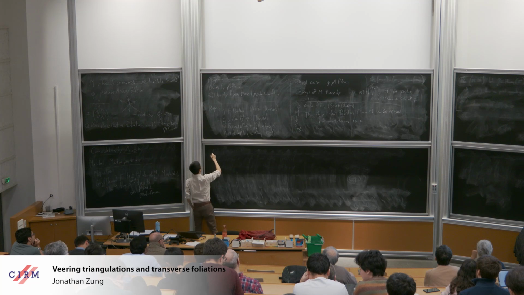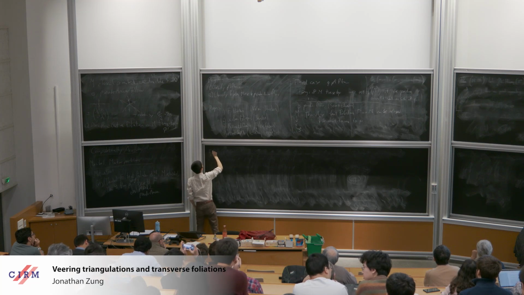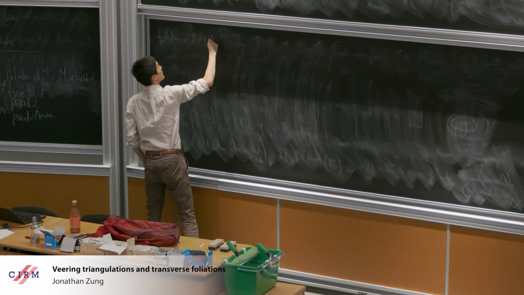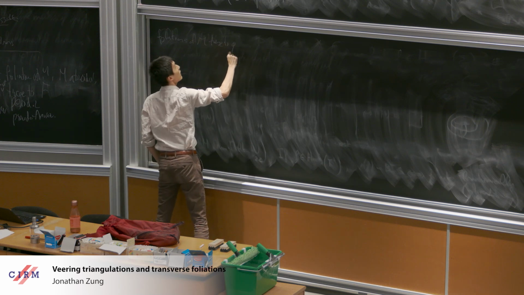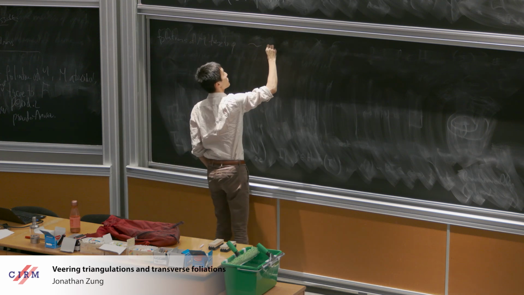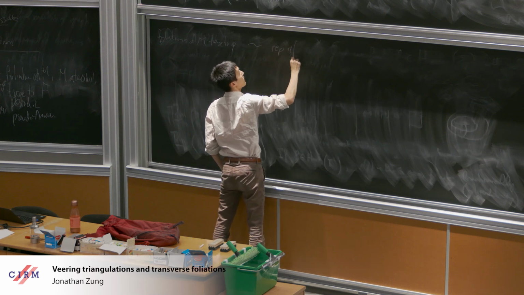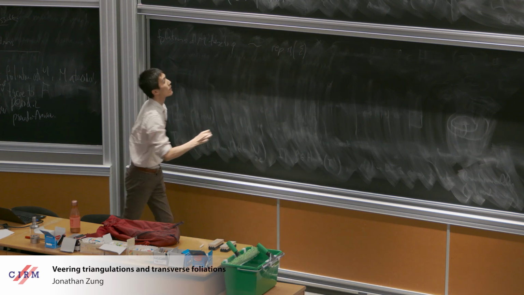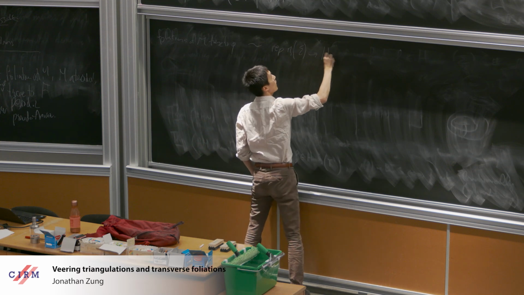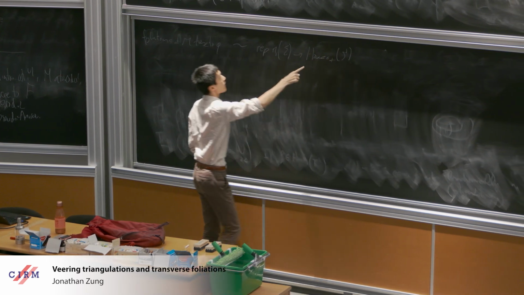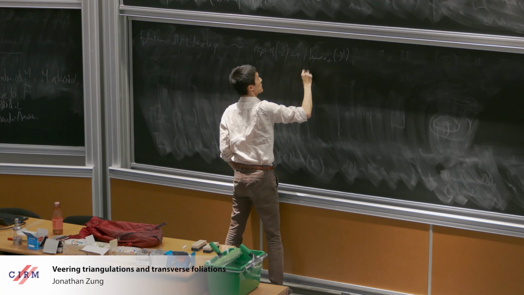Okay. So foliations of M transverse to phi are in one-to-one correspondence with representations of pi1 of your surface, Sigma, into Homeo+ of S1. And representations with the right Euler class.